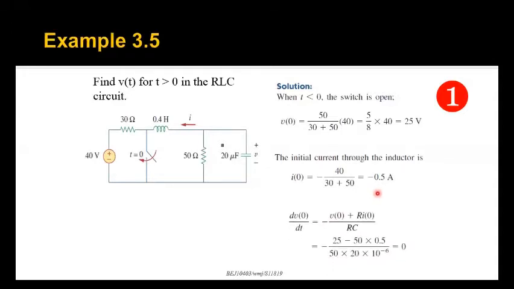All right, at the same time, let's look into the dV0/dt. Since this is a parallel RLC circuit and you are solving the voltage, you only need to find the dV0/dt, not the dI0/dt. So by using this equation, dV0/dt equals minus V0 plus Ri0 over RC, you get the value is 0. What is the next step?